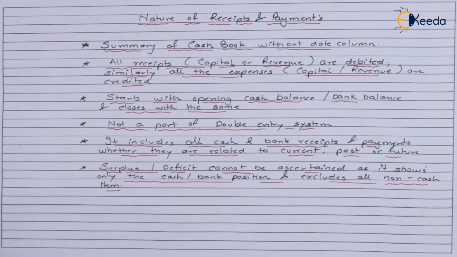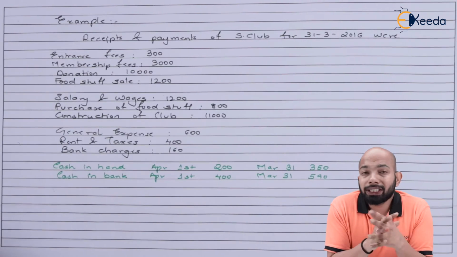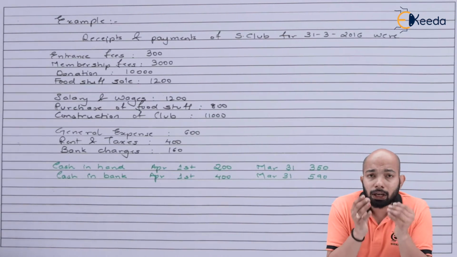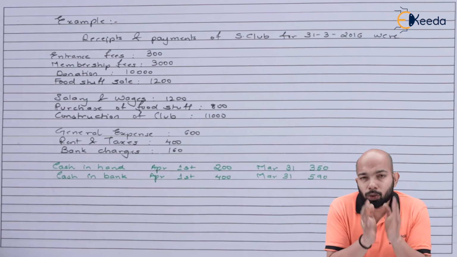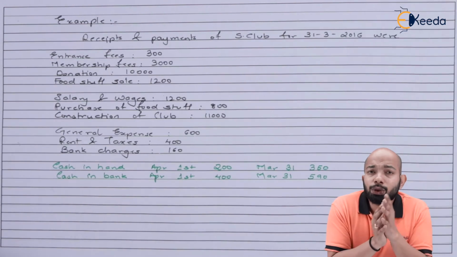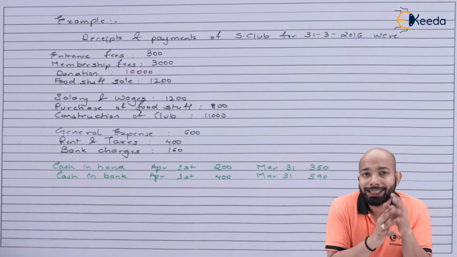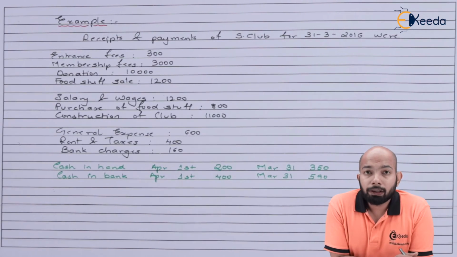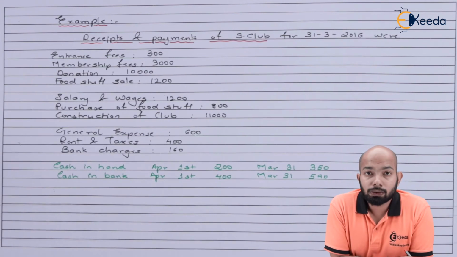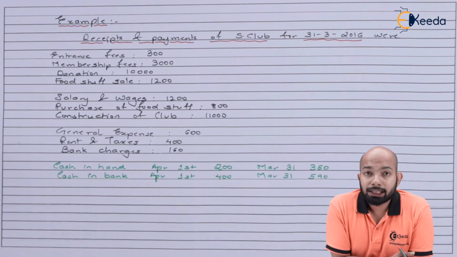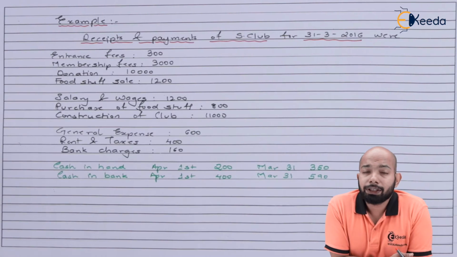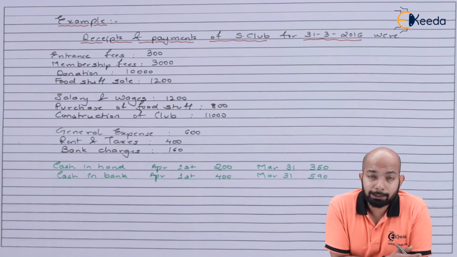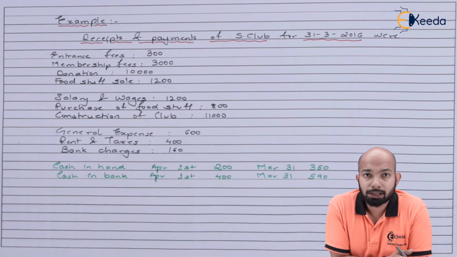Now, let's go on to the next phase. To give you more detail on this, or rather to justify how exactly it is supposed to be done and what the things are that are supposed to be considered, we have jotted down an example here for your reference. Let's read out that example. In this example, we have the receipts and payments of S Club for 31st of March 2016. They have mentioned certain incomes, that is receipts, and certain expenses, that is payments. So let's read out each and every receipt and payment here.